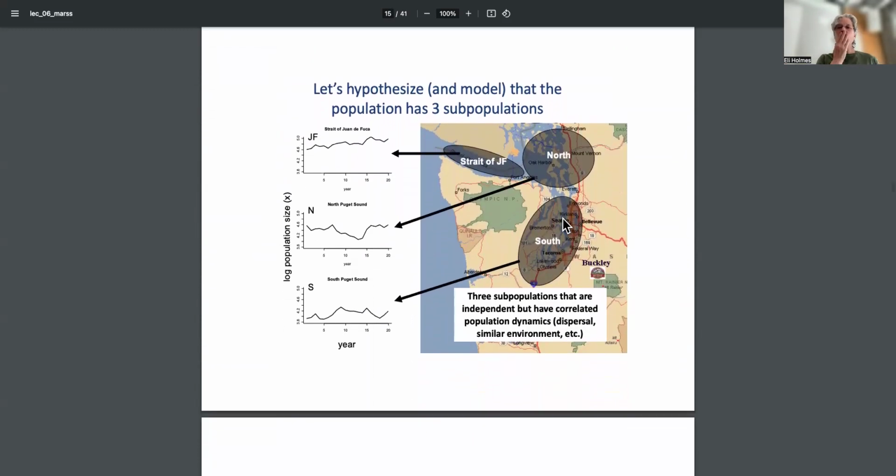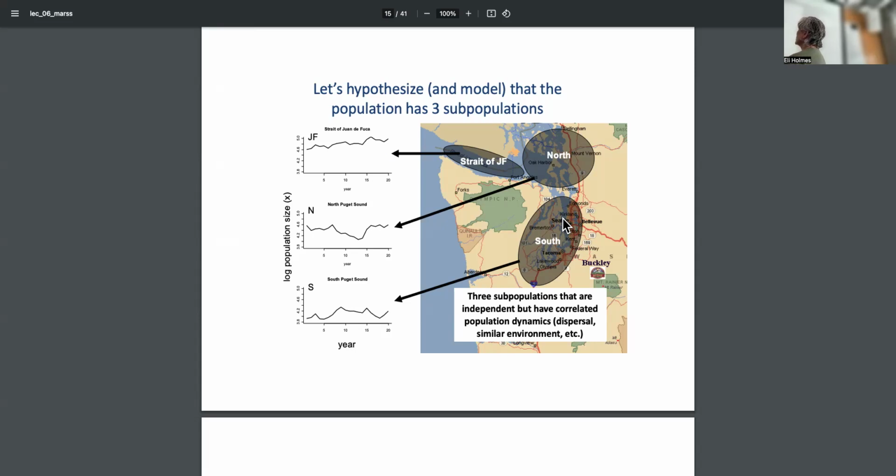So let's say we have that data, and what we would like to understand or make inferences about is the structure of the population of harbor seals in the Puget Sound. And now we're putting on our biologist hat, and we're talking with the biologist, saying, okay, what are some of the hypotheses about the population structure that you would be interested in testing?